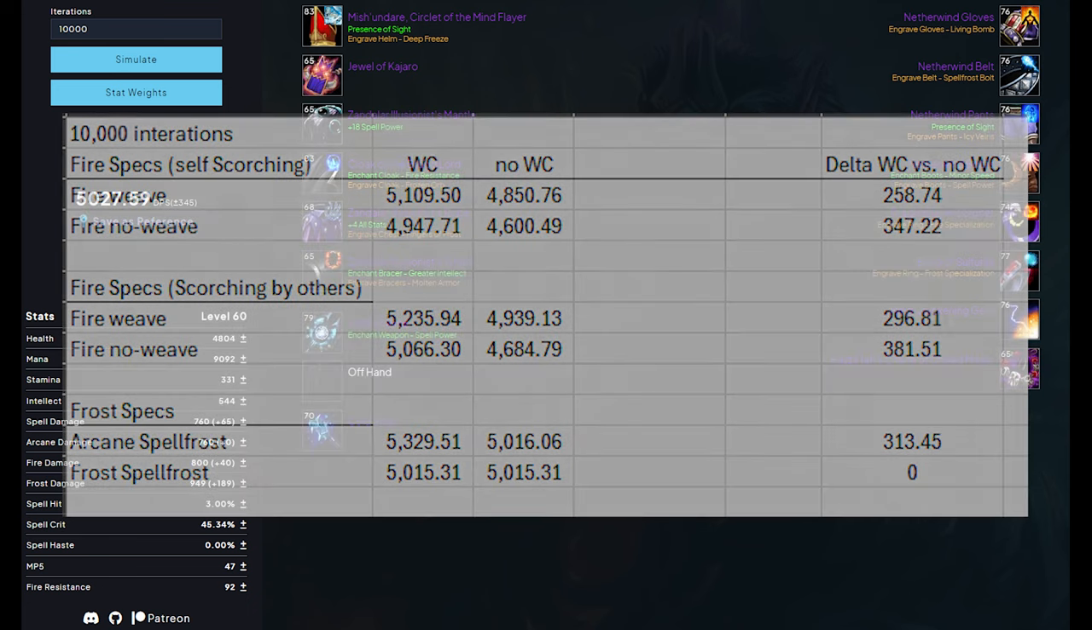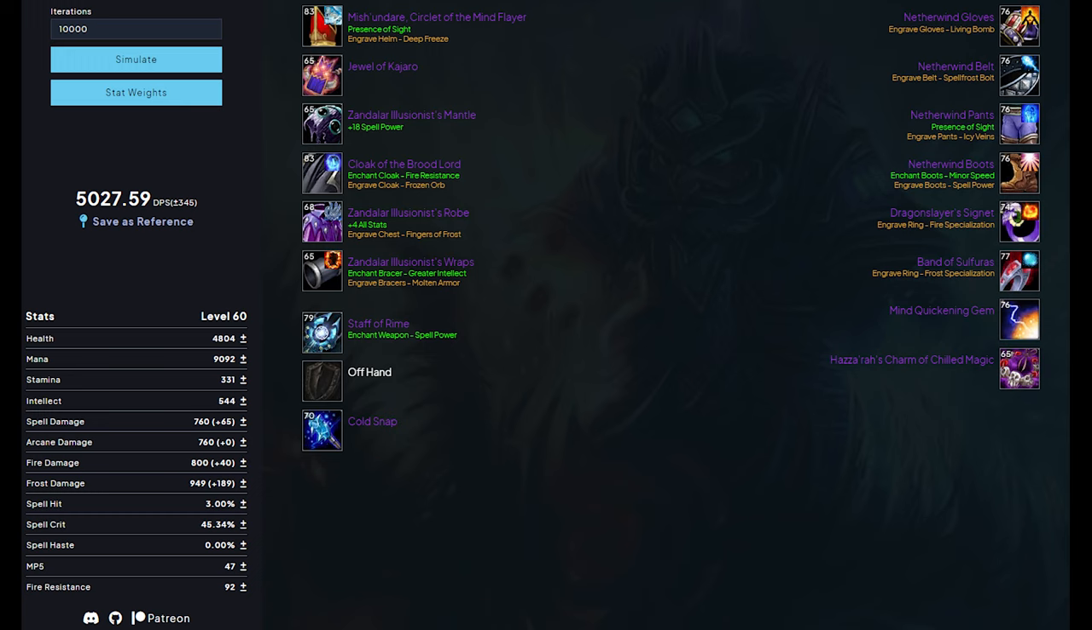This spec uses the 5-piece ZG set, and you need the full set. We use Molten Armor with both Frost specs. The rotation is very simple. Pop all cooldowns on pull and spam Spell Frost Bolt.